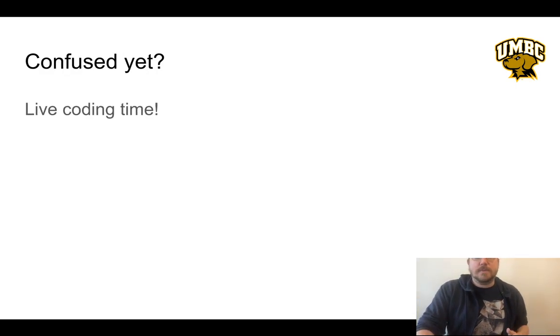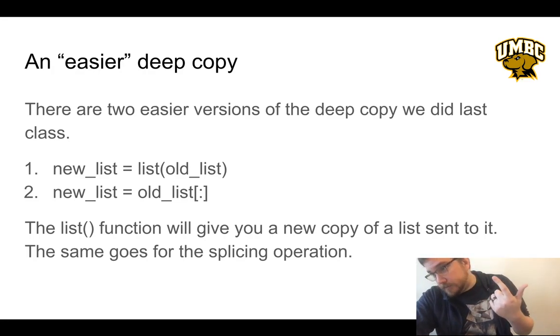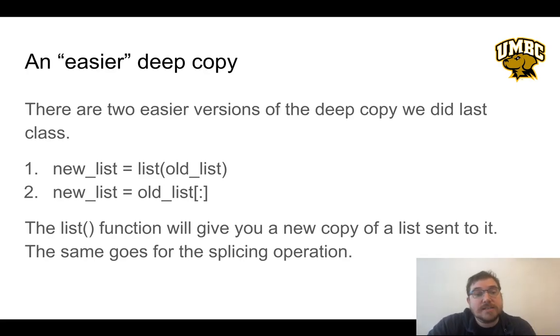So how do I do a deep copy? There are two fast ways to do a deep copy. One is, if I have a list, I can send the old list into the list function, and out will pop a brand new second list. Also, and this was something that was asked several weeks ago when we talked about slicing, this is my favorite, my robot head operator here, and what this is saying is slice the old list from the first item to the last item. Whenever you do a slice, it creates a copy of the list, so you're actually creating a copy of the whole list.